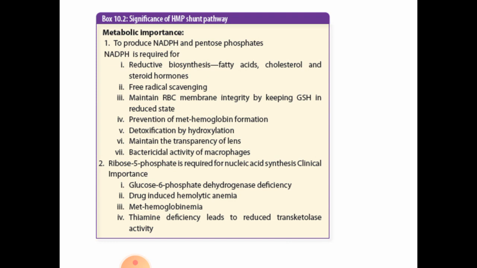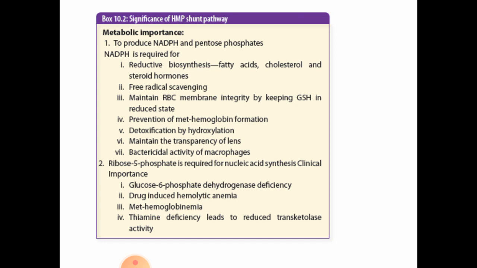Then to maintain the RBC membrane integrity. Next, it is required for prevention of formation of methemoglobin. Next, it is required for detoxification by hydroxylation, which is with the help of NADPH. Then to maintain the transparency of the lens, and for the bacterial activity of macrophages. For all this NADPH is required, and this NADPH is produced from our shunt pathway.